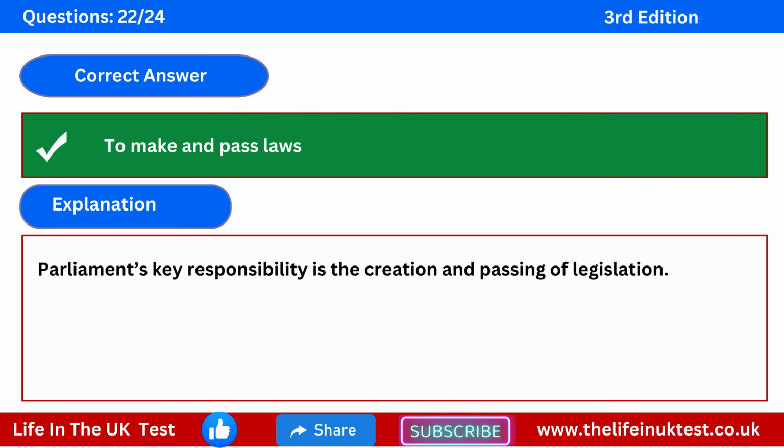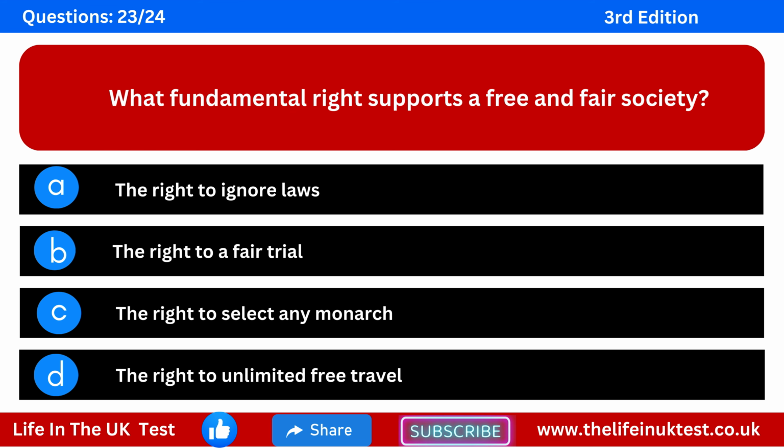The correct answer is to make and pass laws. Explanation: Parliament's key responsibility is the creation and passing of legislation. Question 23. What fundamental right supports a free and fair society? Option A, the right to ignore laws. Option B, the right to a fair trial. Option C, the right to select any monarch. Option D, the right to unlimited free travel.